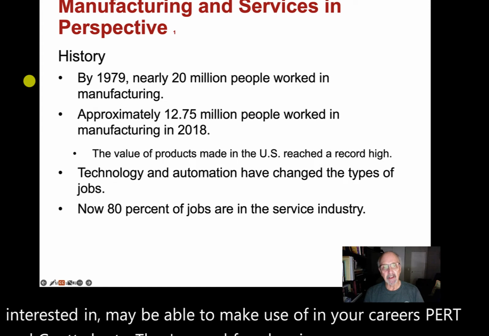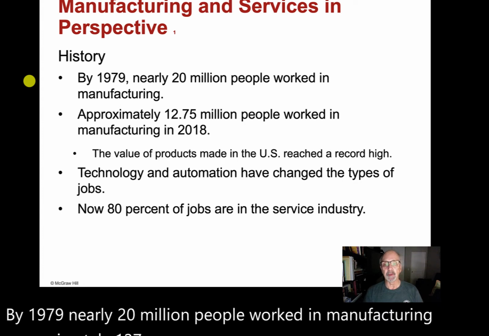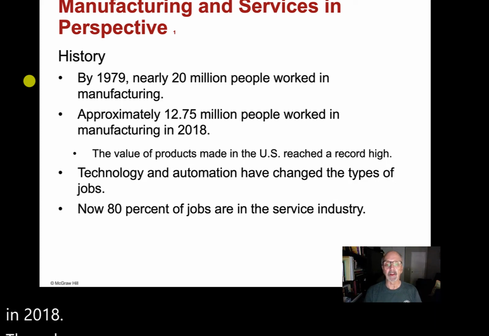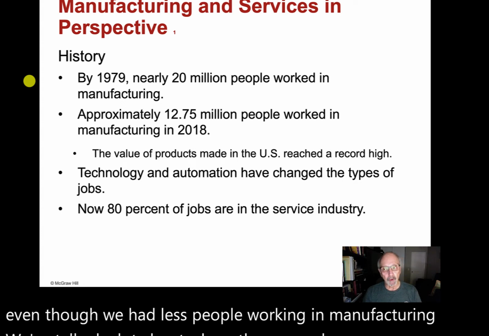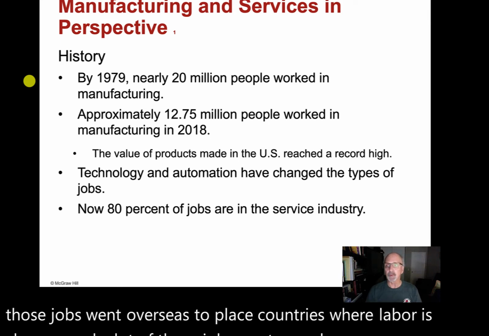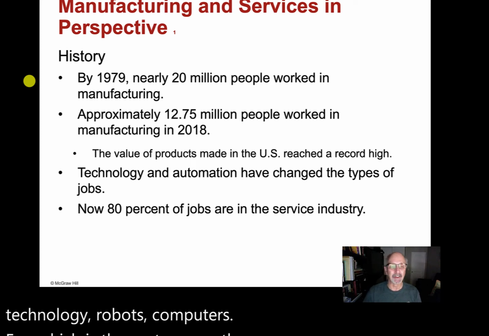By 1979, nearly 20 million people worked in manufacturing. Approximately 12.75 million people worked in manufacturing in 2018. The value of products made in the US reached a record high, even though we had fewer people working in manufacturing. We've talked a lot about where those people went. Some of those jobs went overseas to countries where labor is cheaper, and a lot of those jobs went away because of technology, robots, computers, which is the next one on the list, technology and automation.